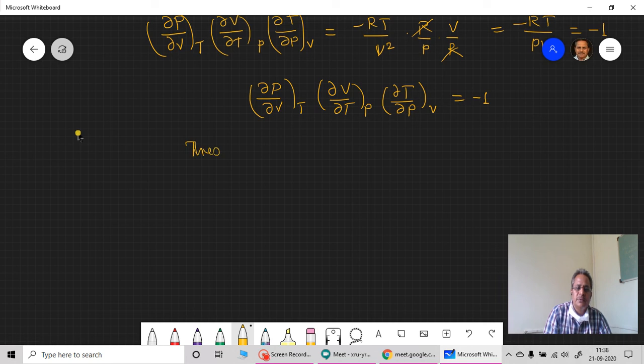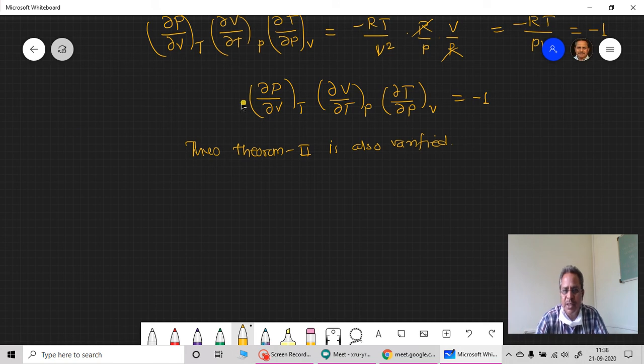Thus theorem second is also verified. And remember, now what mathematically this says is correct, and what thermodynamically it says is like this. Now look at this: this is an isothermal process, T constant, this is an isobaric process where pressure is constant, and this is an isochoric process where volume is constant. Now I am changing V, therefore P is changing, so rate of change of pressure with respect to volume at isothermal process or constant temperature.